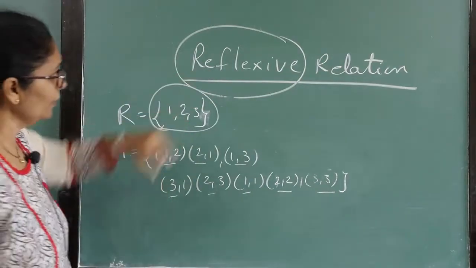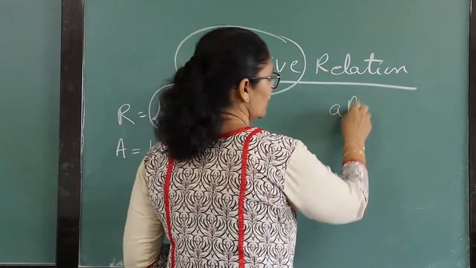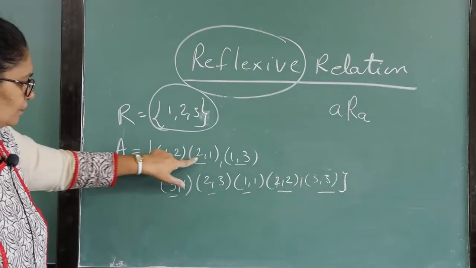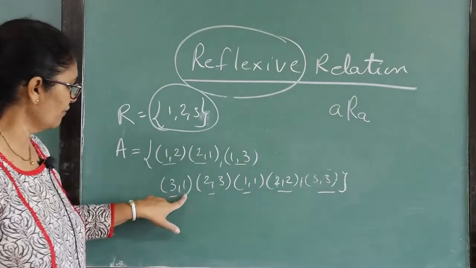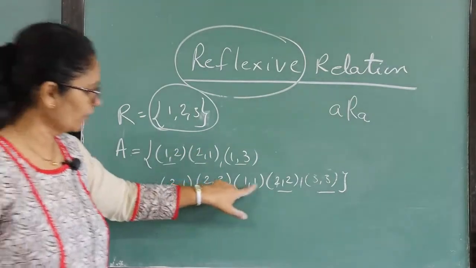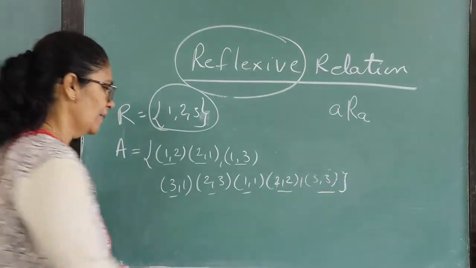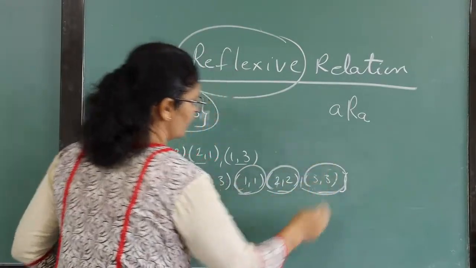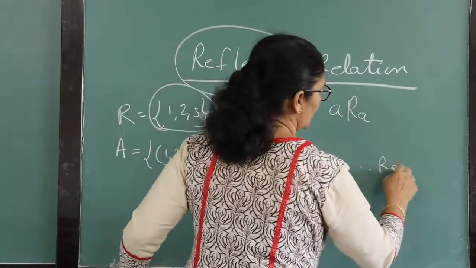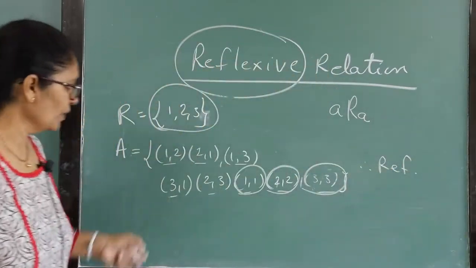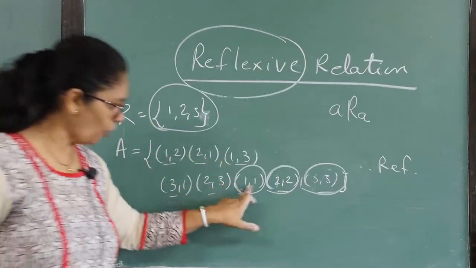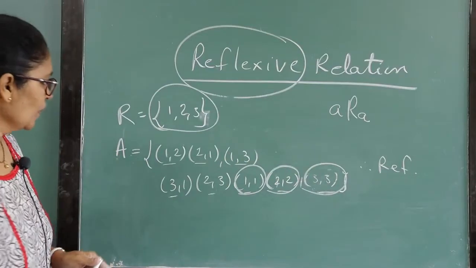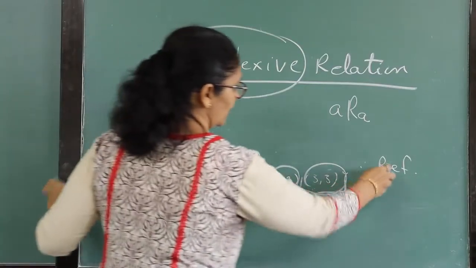Now what I explained to you in a reflexive relation is the relation with itself. So check here the relation of 1 with 2, 2 with 1, 1 with 3, 3 with 1, 2 with 3, and 1 with 1, 2 with 2, 3 with 3. Means here we have (1,1), (2,2), (3,3). So this relation is called a reflexive relation. Why? Because we have 3 elements, and all 3 elements are related to themselves in our set.